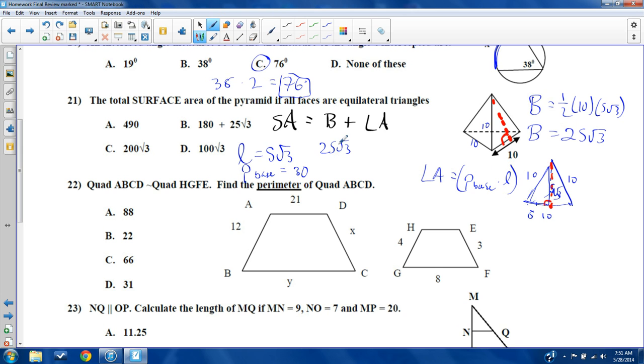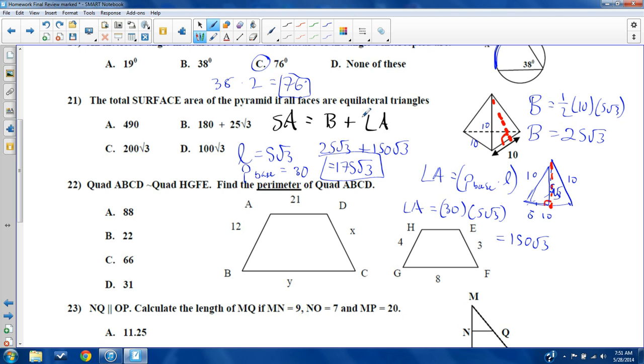Like that. Perimeter of my base is 30. Slant height is 5√3. So lateral area is 150 times the square root of 3. So we're going to get 25√3 plus 150√3, which is 175√3 square units.